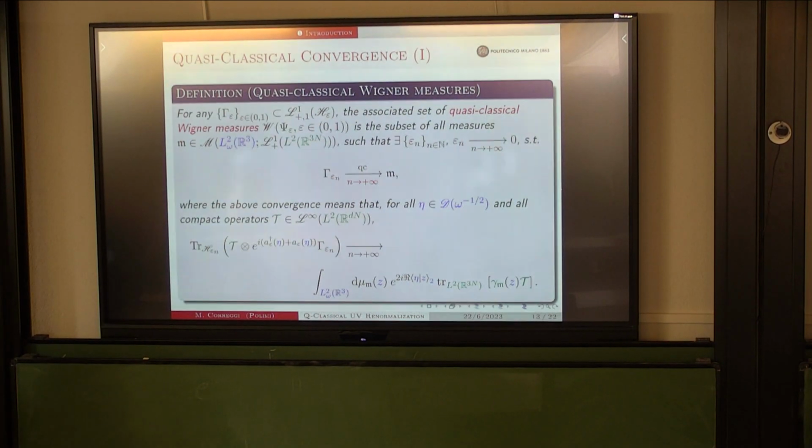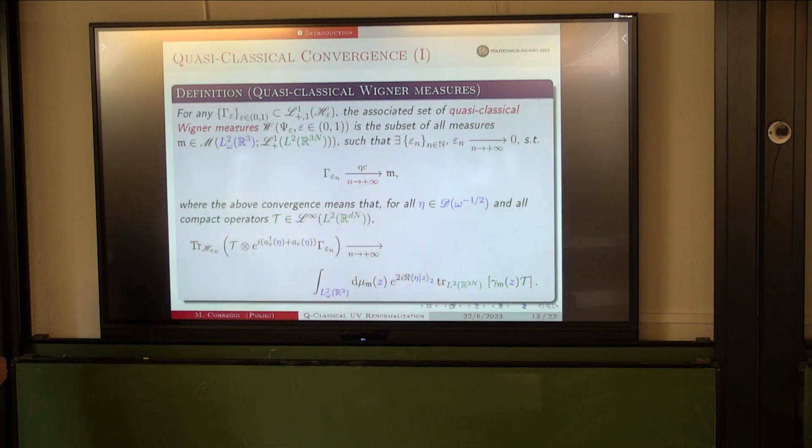So this tells you how one can relate the quantized field, or rather the microscopic model, the model with epsilon different from 0, to its quasi-classical counterpart. So there is a topology in which you can associate, basically, to a quantum state its quasi-classical counterpart. And the topology is given by this definition here. I'll go through it, and if there's something which is not clear, just ask questions.